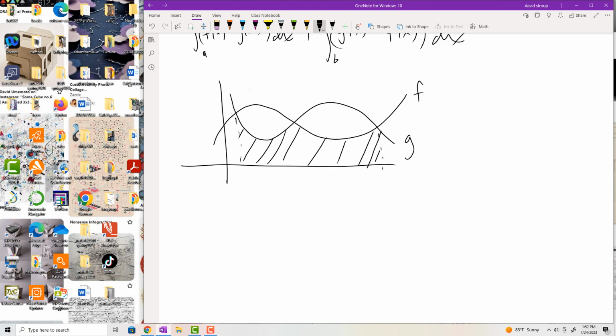So anyways, how would I figure that out? Well, it's just in this first region from A to B, you're going to be using the g curve. So it's the integral of g of x dx from A to B. So it's basically you find the bottom curve. And then the second region from B to C, the bottom curve is f of x.